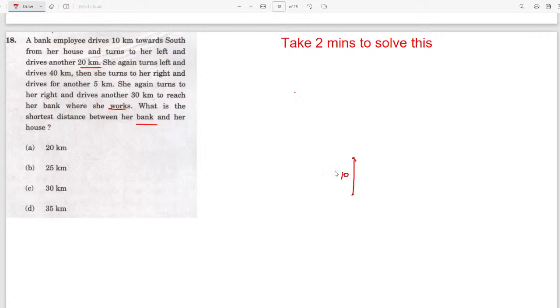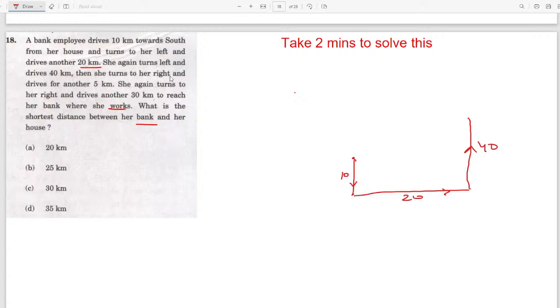After that, she turns to the left and drives 20 kilometers. So this is this direction, left is this direction. This is 20 kilometers. She again turns left and drives 40 kilometers. She's going in this direction. She takes left. Now this is 40.